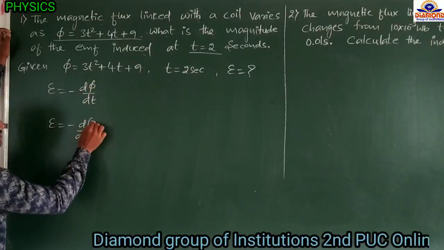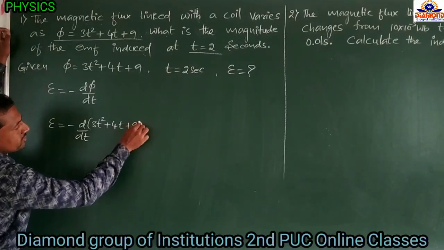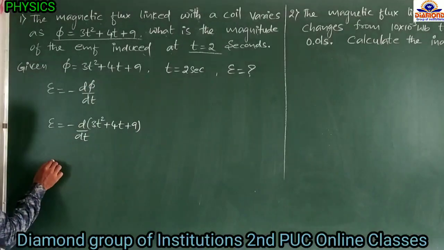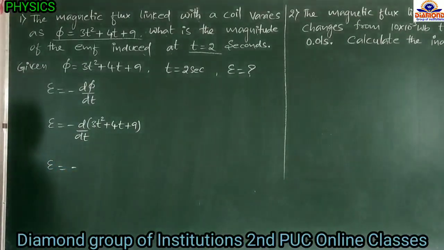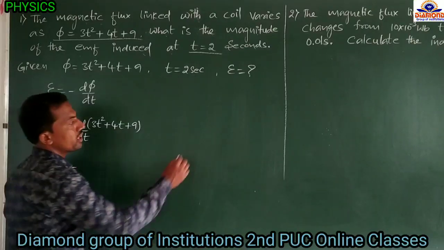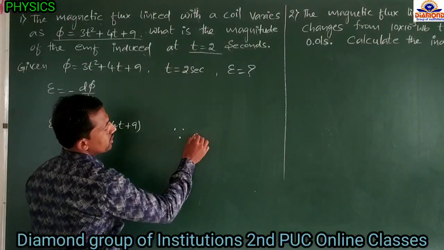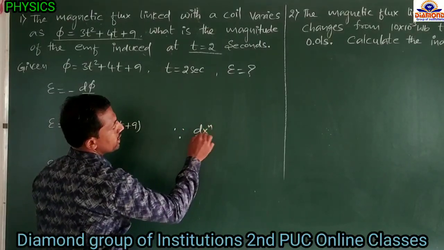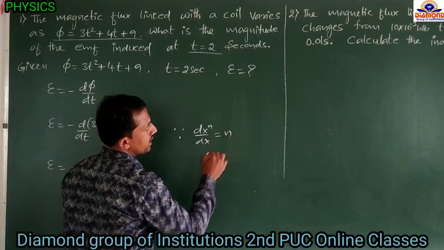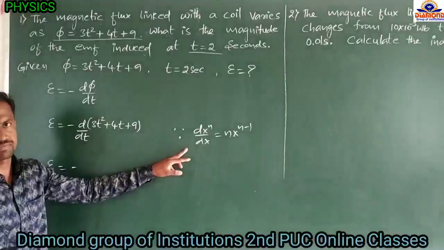phi, which equals 3t square plus 4t plus 9. Okay. Then E is equal to minus the differentiation of 3t square. What is the formula of differentiation? The differentiation formula is d by dx of x power n equals n x power n minus 1. This is the differentiation equation.